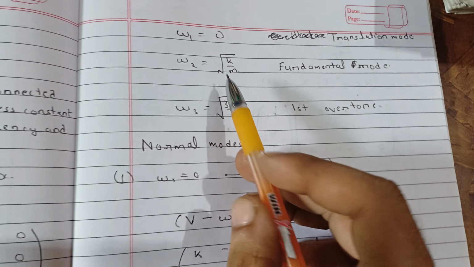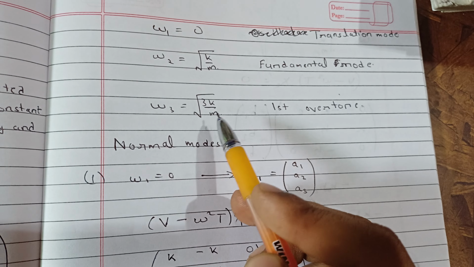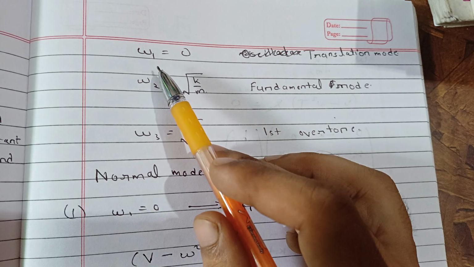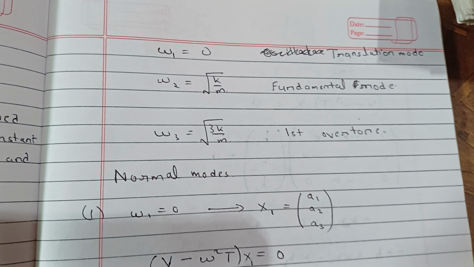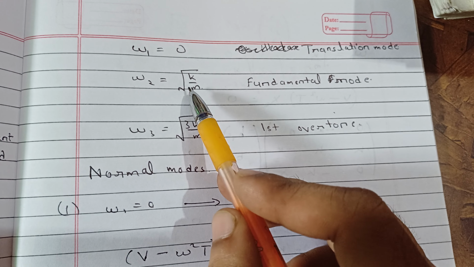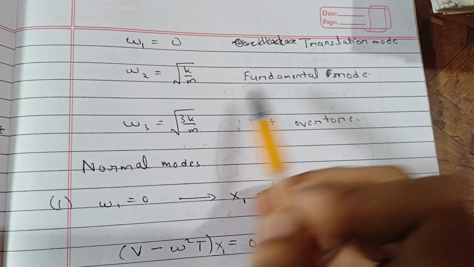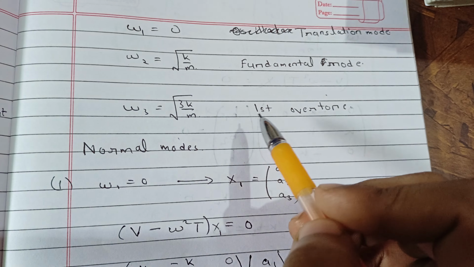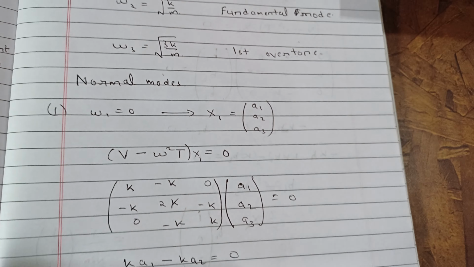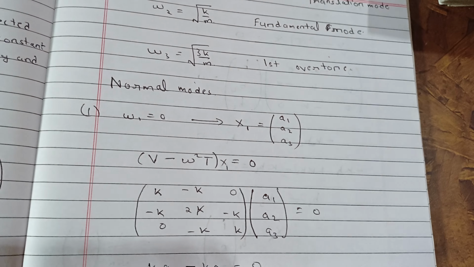You will get omega as first as 0, second as under root k by m, third as under root 3k by m. So see, this is for the translatory mode, so we call that translation mode, because here there is no oscillation. And this is the lower frequency, so we will call that fundamental mode, and this is greater than this, we will call it the first overtone.